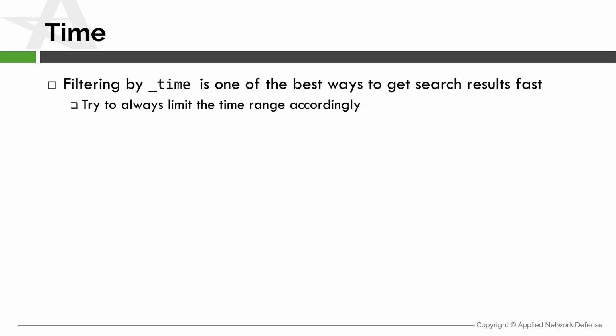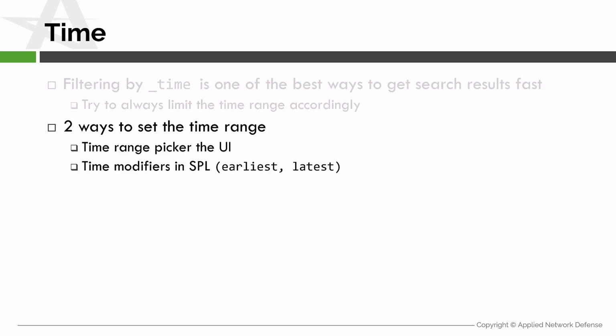So it's always recommended to limit the time range accordingly. If we know, for example, that something happened yesterday at 3 p.m., then why would we search the whole last week? Or if we know that something happened 10 minutes ago, why would we search the last 6 hours or something like that? There are two different ways we can set the time range. One is using the time range picker in Splunk Web, in the graphical user interface itself, and the other one is to use time modifiers in SPL.